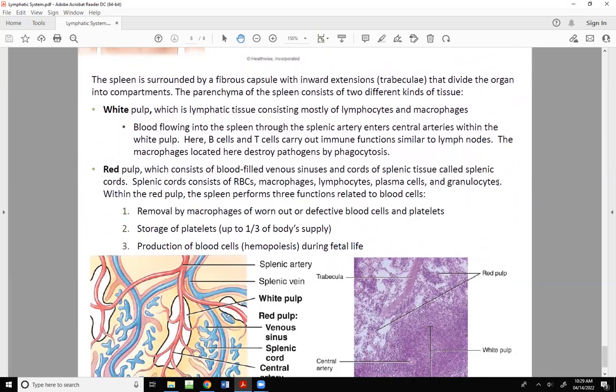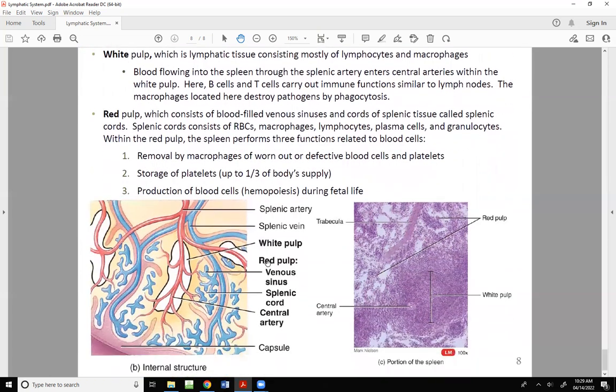Surrounding the spleen, as we've seen in several other organs today, is a fibrous capsule with inward extensions called trabeculae. That helps to divide the organ into compartments and creates two distinctive functioning tissues of the spleen, white pulp and red pulp, which you can see labeled in both of our images at the bottom. The white pulp is lymphatic tissue consisting mostly of lymphocytes and macrophages. So it's actually very similar in structure and function to our lymph nodes.